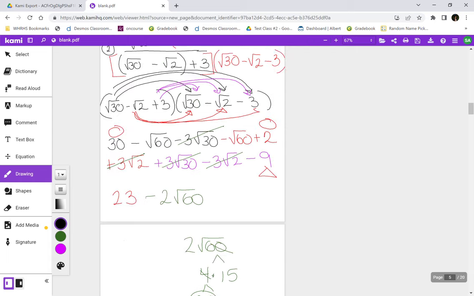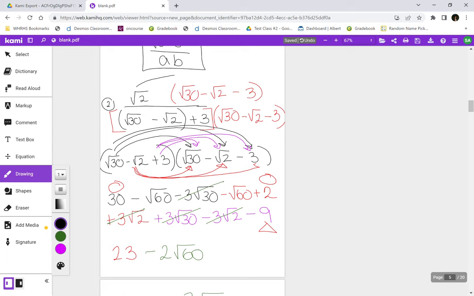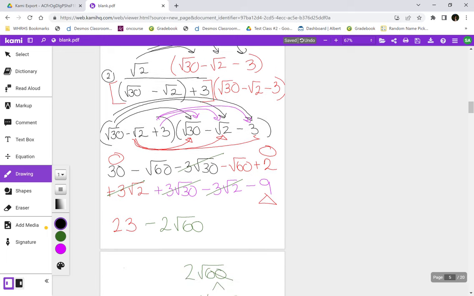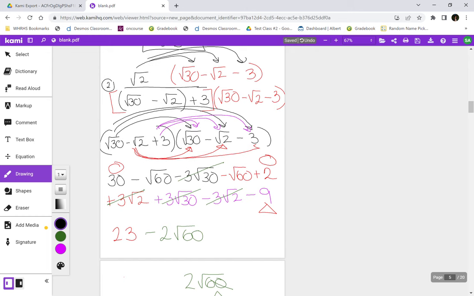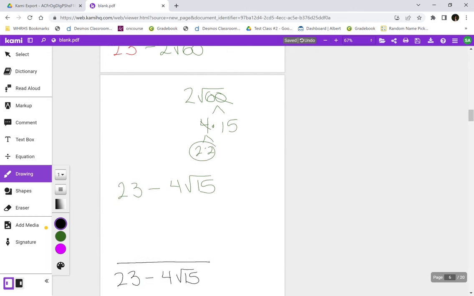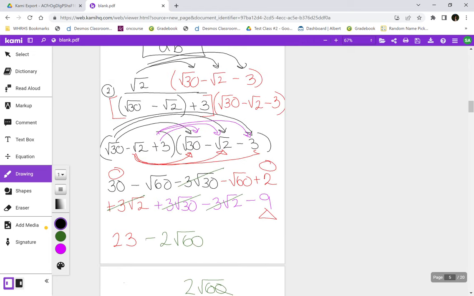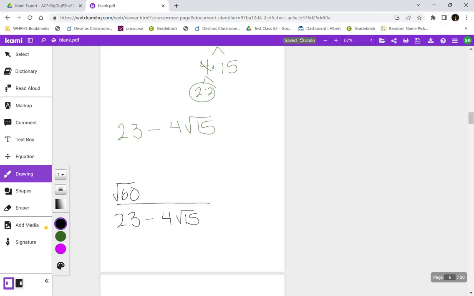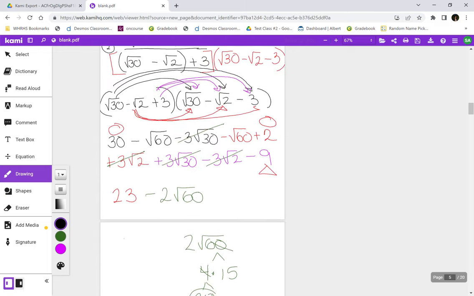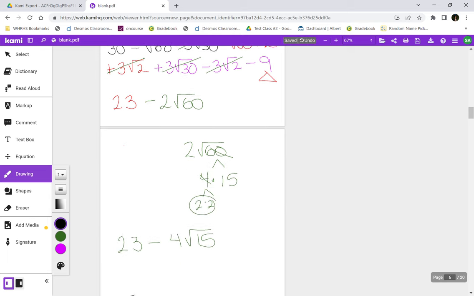Our numerator, we're just distributing that root 2. So when we distribute that root 2, we're going to get root 60. Somebody tell me, I can't see. Root 60 minus 2. Root 60 minus 2 minus 3 root 2.